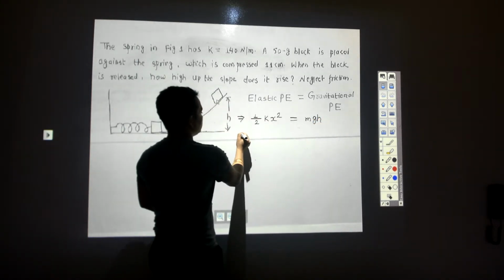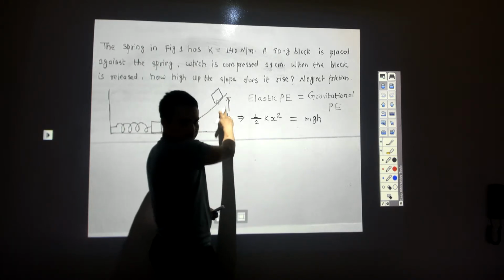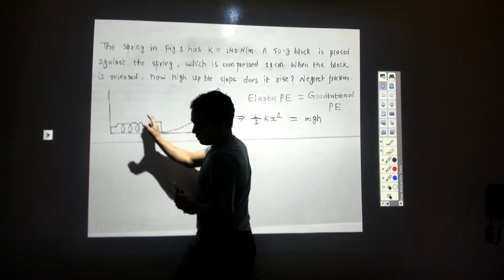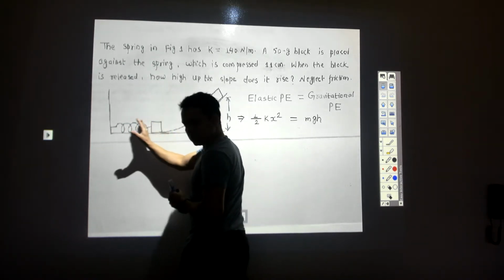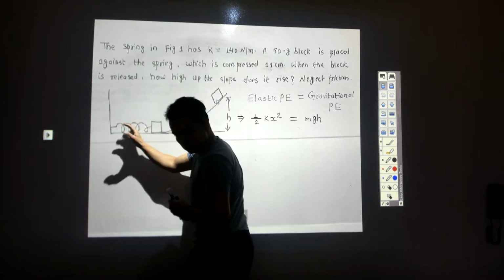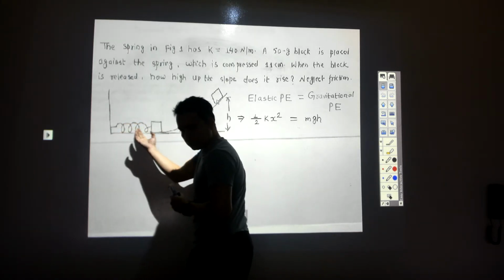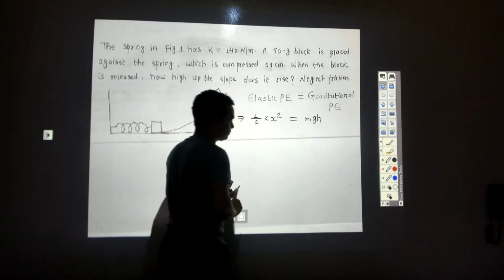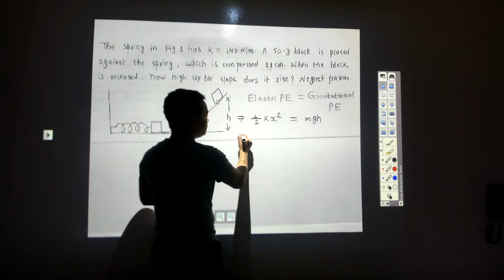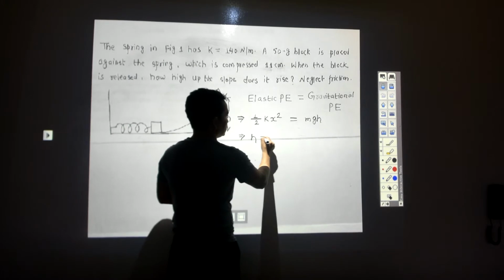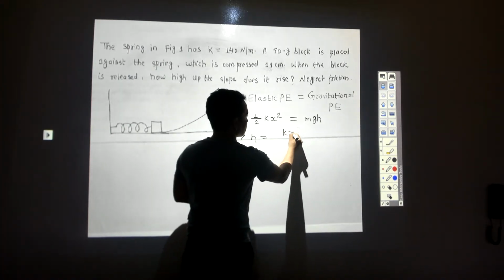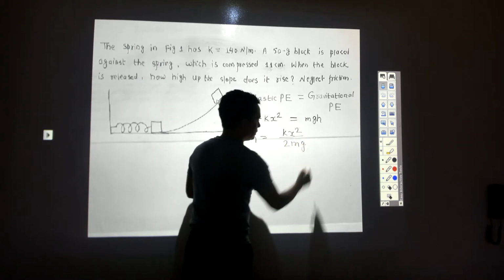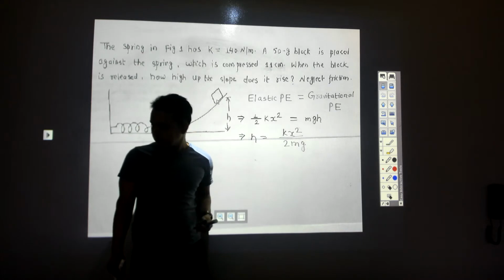We need to find out the height, how high this block goes up. Once you compress this one, all the energy is stored in the form of elastic potential energy. When you let it go, the elastic potential energy changes into kinetic energy, which makes it go to a certain height. We need to find the height h. So this is h equals kx squared over 2mg. We know all the information here.